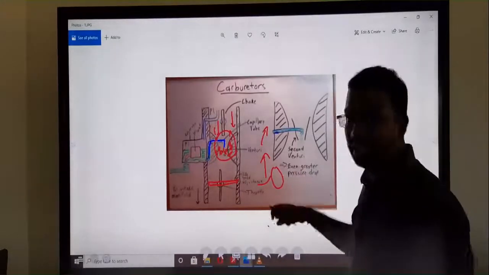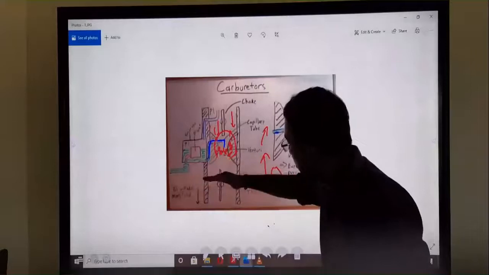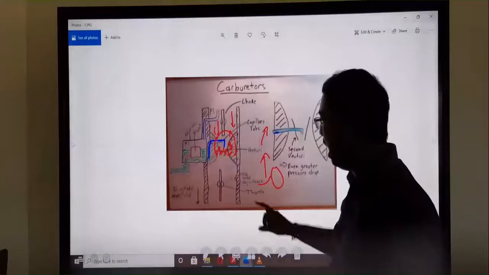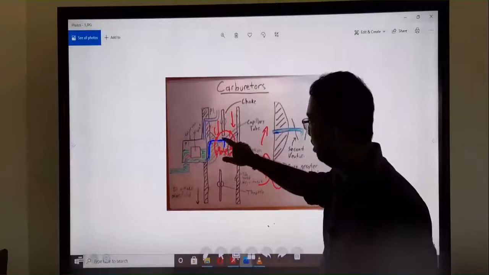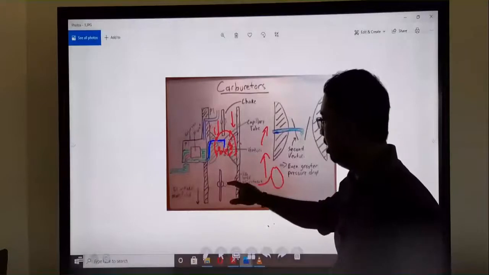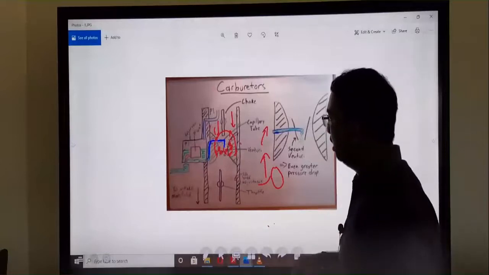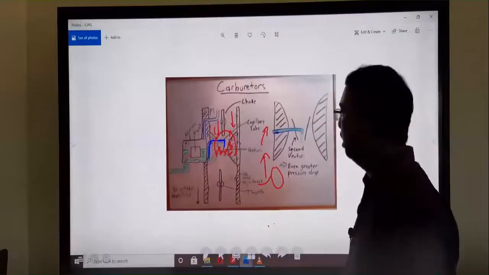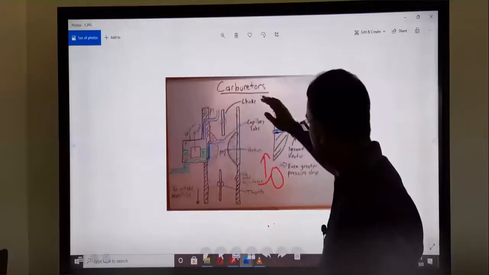When you start to press the accelerator pedal, this begins to open like this. According to the intake air, the pressure also varies. So according to the accelerator pedal, this throttle valve also changes. So the fuel intake and the throttle valve work according to those conditions.